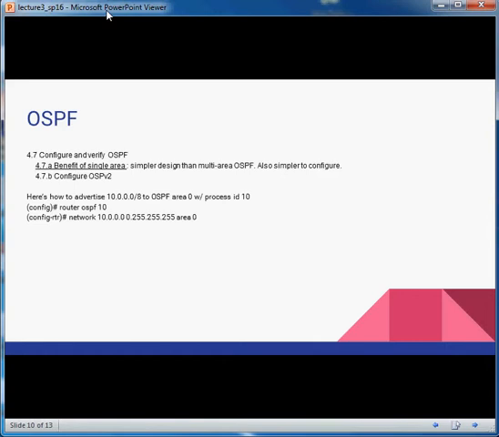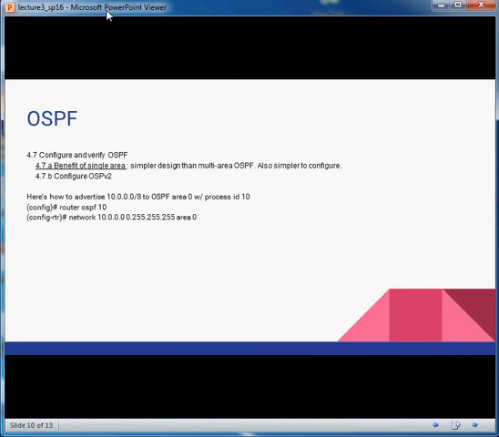So for the CCNA, you have to be able to configure a single area OSPF network as well as multi-area, I believe. So let's first start talking about single area, and then there'll probably be a future discussion about multi-area OSPF as well.